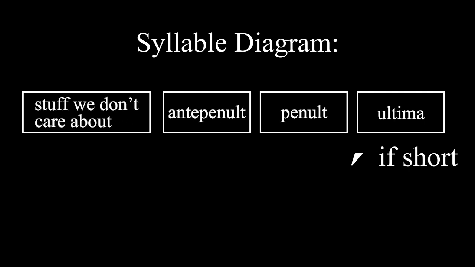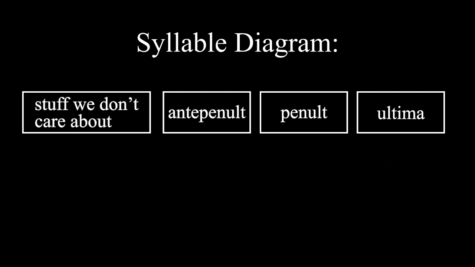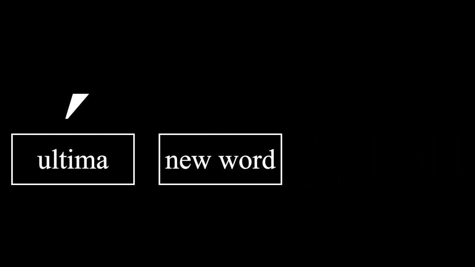If the final syllable is long and the vowel is a noun with a nominative, accusative, or vocative case, the accent is still acute. If the final syllable is long and the case isn't one of these, the accent is a circumflex. Now you might be wondering, where's the grave accent? Well, whenever another word follows an accent on the ultima that would otherwise be acute, that accent becomes grave.